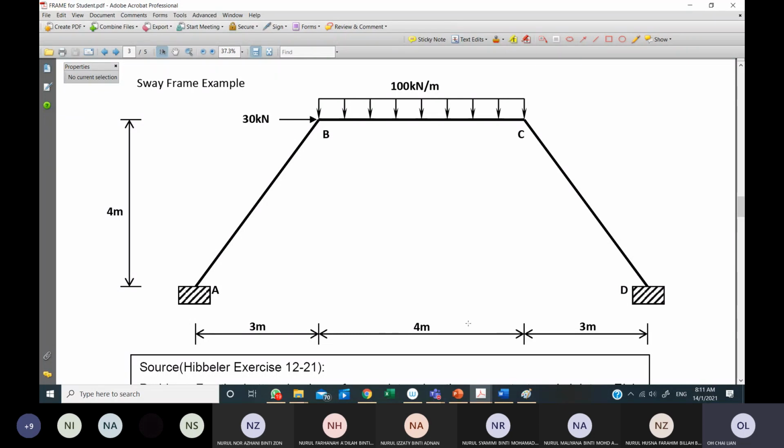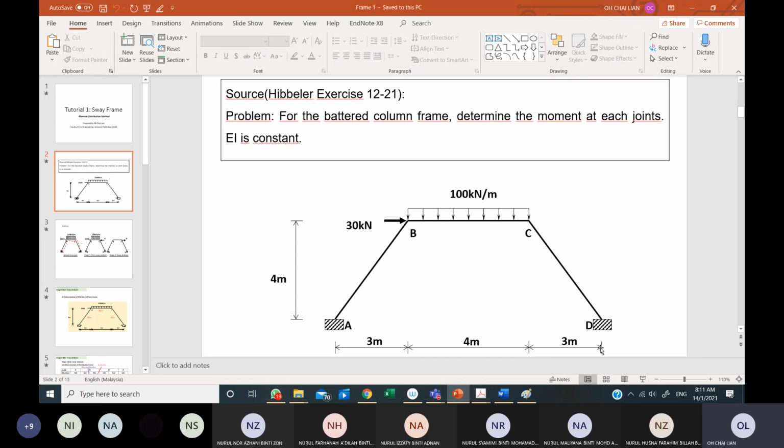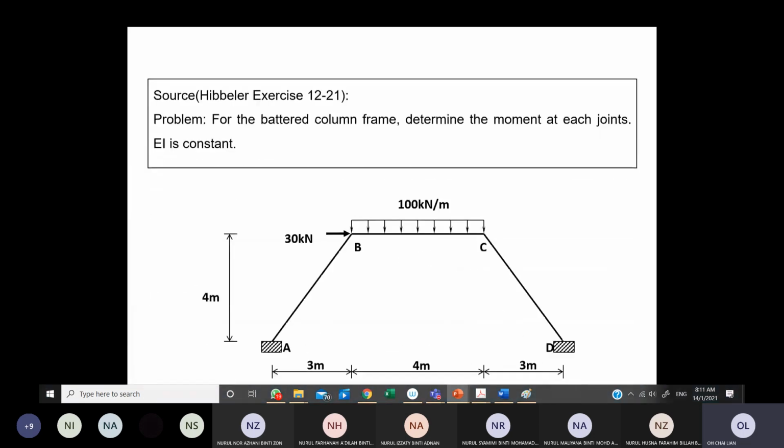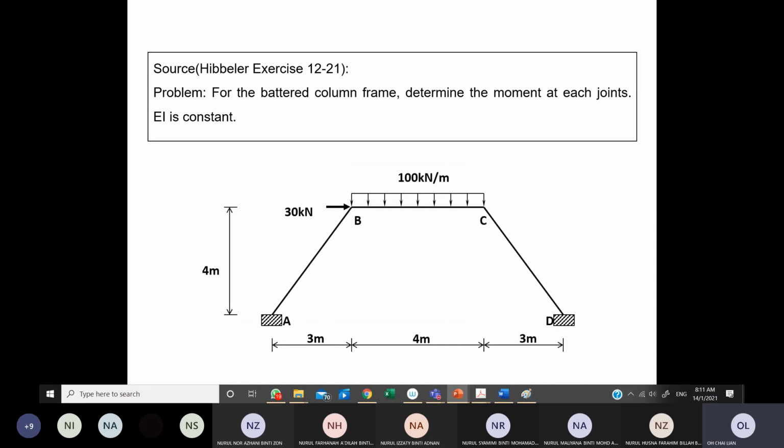Okay, so let us start. I will switch to the PowerPoint slide, so that this will be a clearer or bigger picture for you. Now let us have a look at this problem. This is a sway frame.